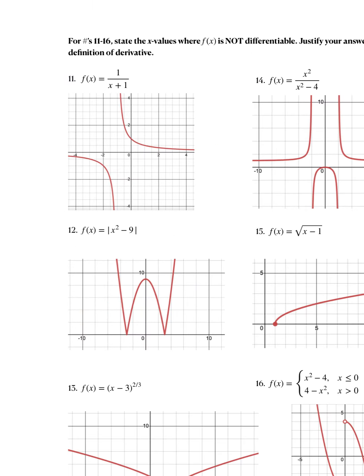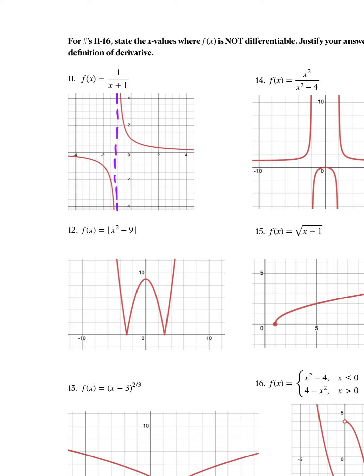Okay, so for these problems, we're looking at these functions and we're talking about where the derivative does not exist. Remember, kind of by default, the derivative almost always exists, so we need to think about places where it would not be. For example, in this number 11, the issue that I'm seeing is this asymptote sitting in the middle of my graph. That's a discontinuity, right? And we can't differentiate if it's not continuous.